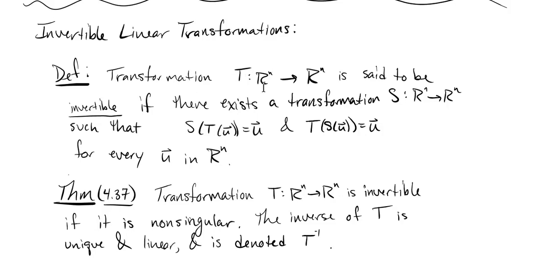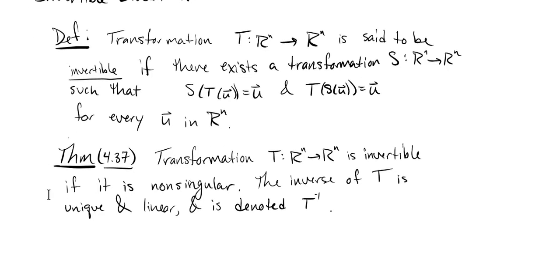A transformation T taking Rn to Rn is said to be invertible if there exists a transformation S from Rn to Rn such that S applied to the image of U under T equals just U, and T applied to the image of U under S equals just U, for every U in the domain Rn that you started with. That's a basic definition of inverses. S undoes the transformation under T and gives you back what you started with. Likewise, T does the same in return. It undoes the effect of S and returns the U that you started with.